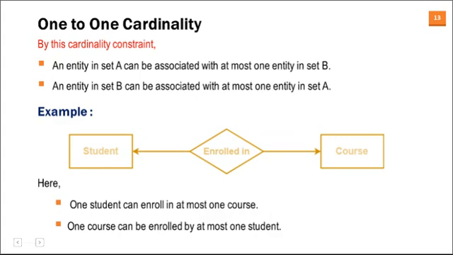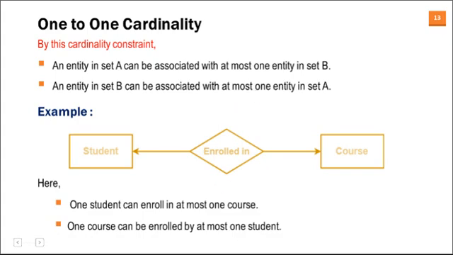Next one is one-to-one cardinality. It means in entity set A and entity set B, both have at most one value. That is, one student can enroll for at most one course, and one course can be enrolled by at most one student. So in every course there should be one student, and every student can enroll for only one course.